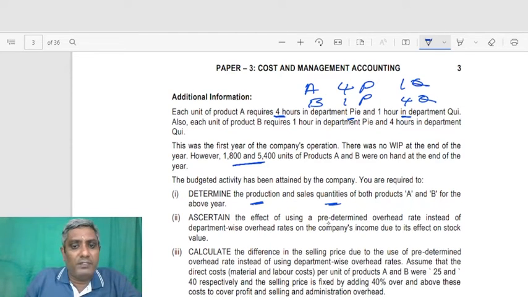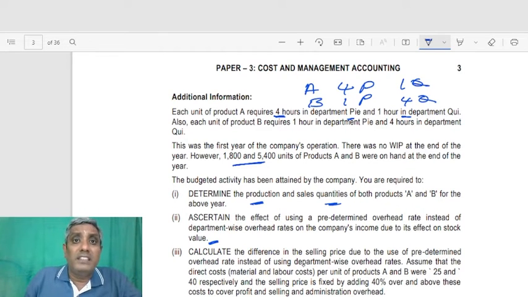Now, ascertain the effect of predetermined overhead rate instead of department overhead rate on the company's income due to its effect on stock value. So, what will be the impact on the stock value while using the predetermined rate or department-wise rate? Now, the last element is to calculate the difference in the selling price due to the use of predetermined overhead rate instead of department-wise.